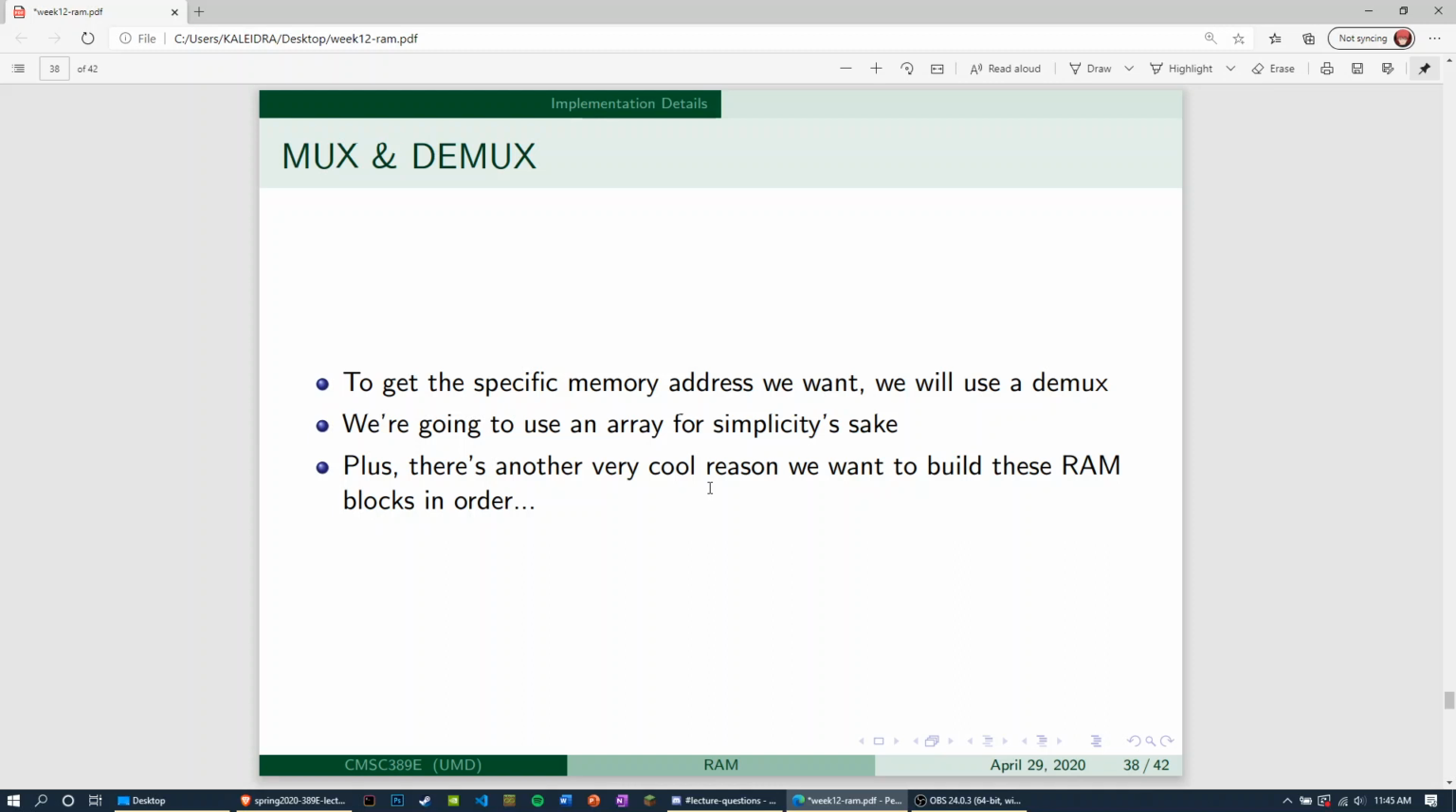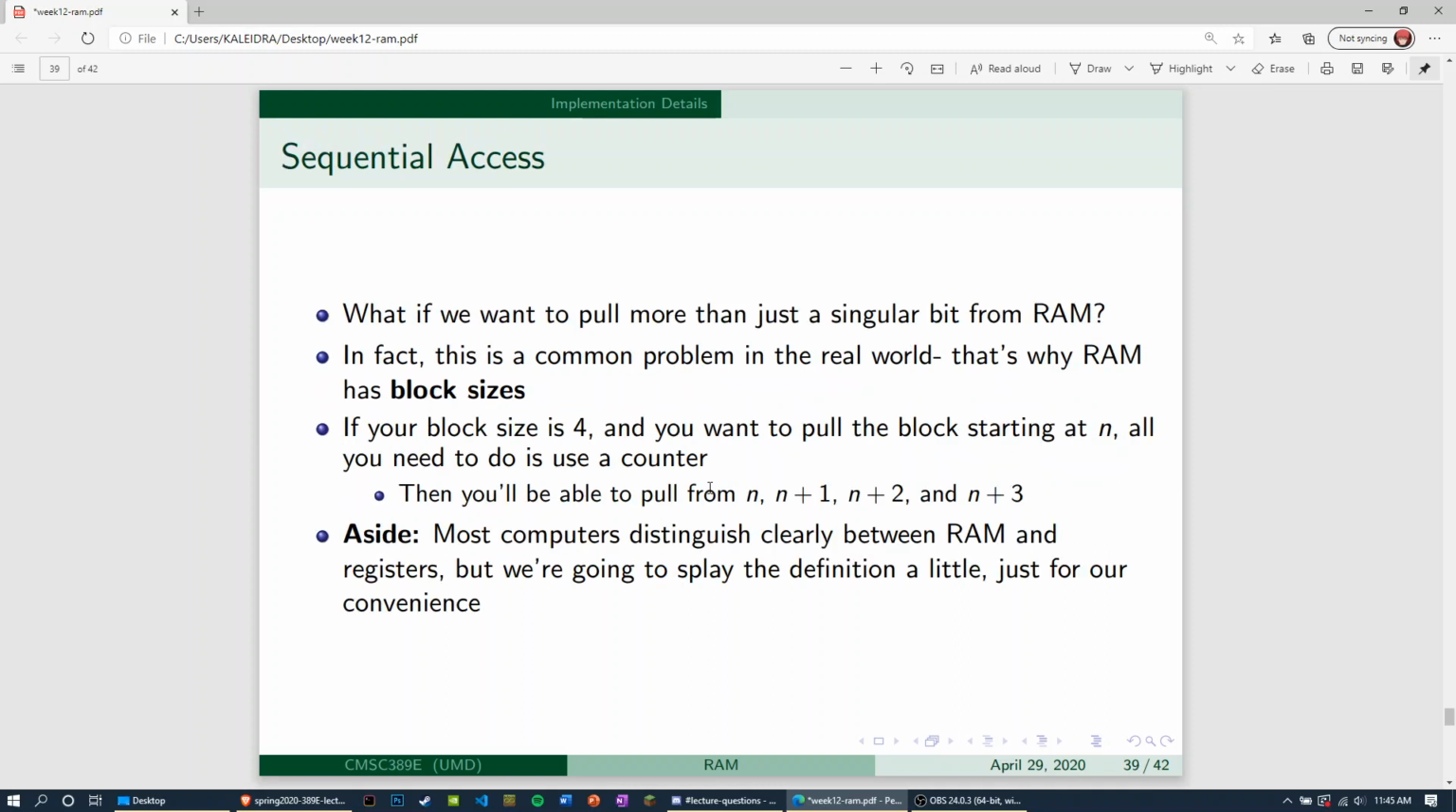And this is a very cool reason we want to build these RAM blocks in order. That is, what if we want to pull more than just a singular bit from RAM? And this is kind of interesting. I know I said bit, but let's talk about a singular block of RAM. Suppose we want to pull a massive value that takes us 3 RAM registers to store. If we build in order, if we maintain an order of these RAM addresses, we can do something like that.